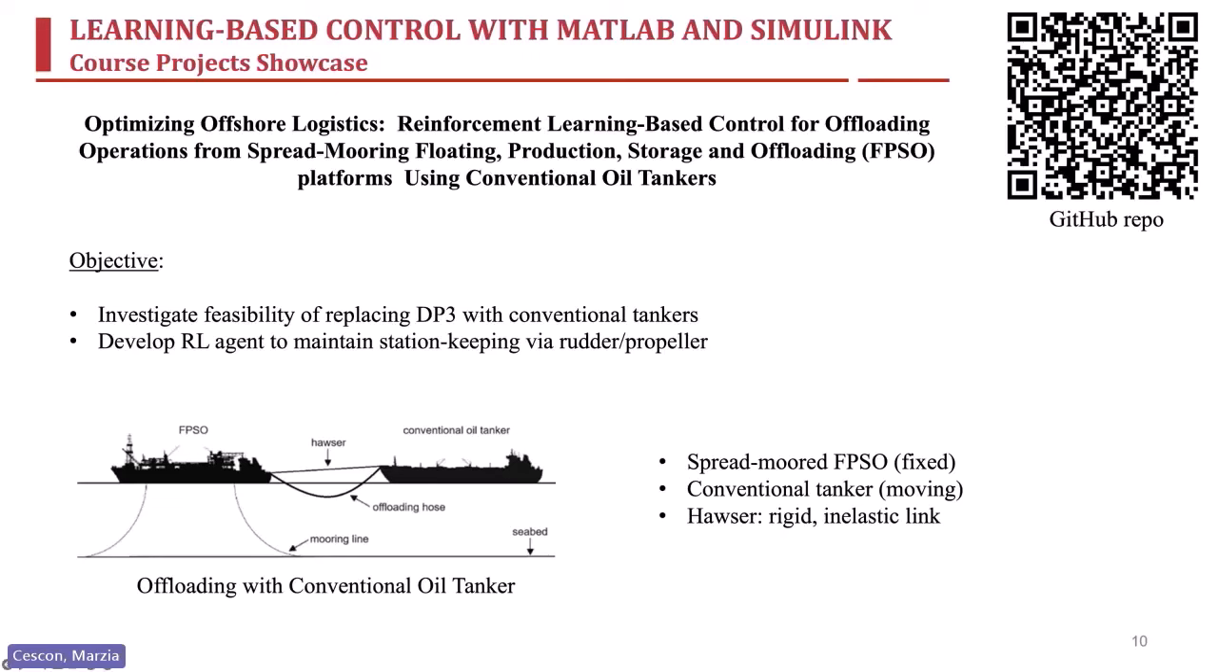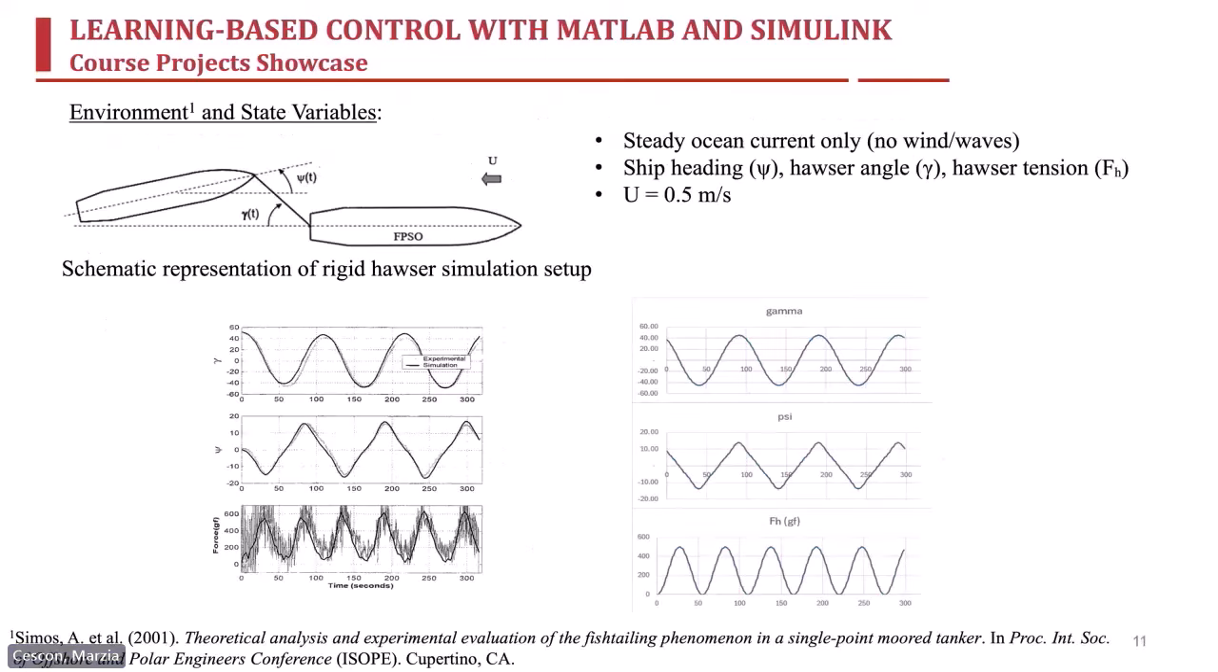Now, the objective is for the controller to maintain heading and position by commanding the rudder and the propeller, overcoming the ocean currents. To describe the fishtailing phenomenon, we adopted a model which is available in the literature that you see referenced here. On the left, we have the hawser angle and the ship heading, as well as the tension of the hawser. And we consider an input current of 0.5 meters per second.